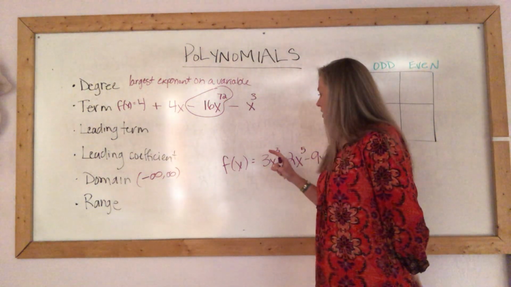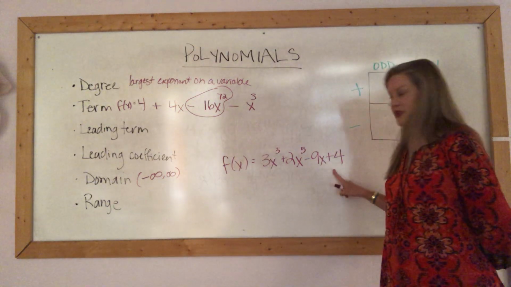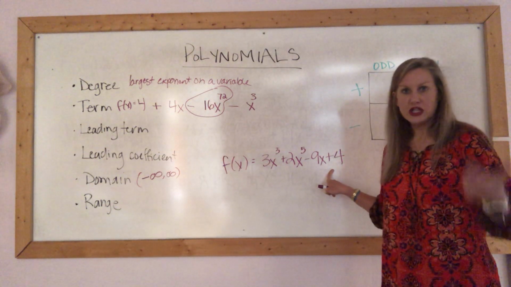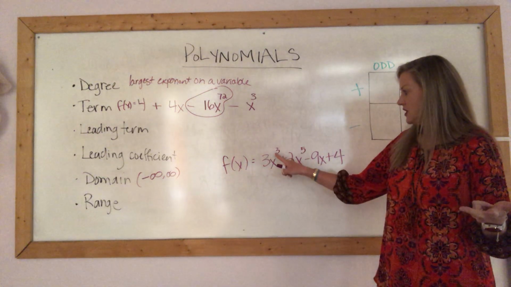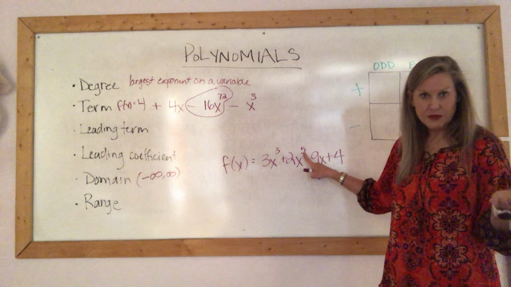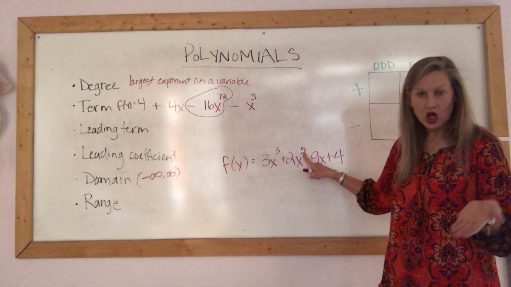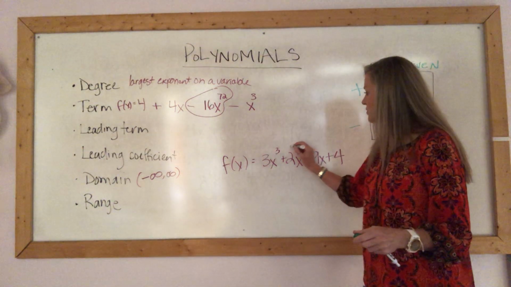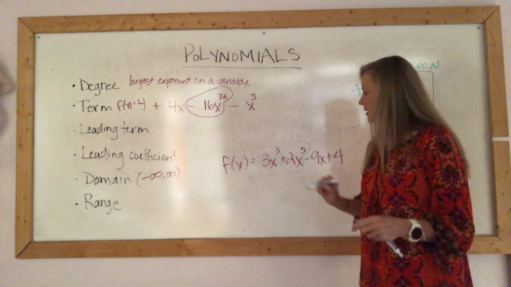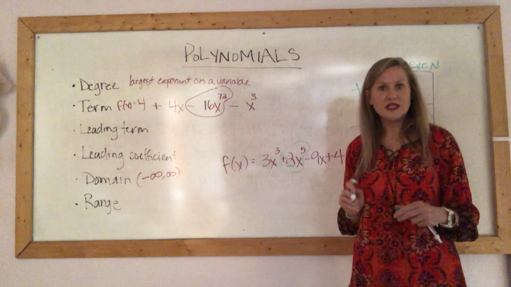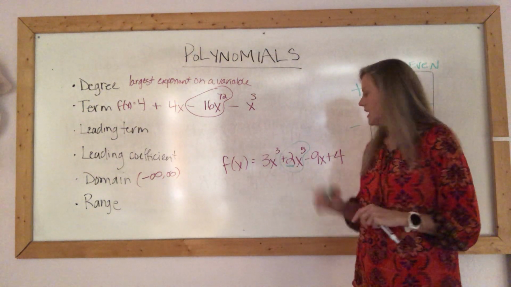So if I give you this polynomial, let's identify the degree, the leading term, the leading coefficient. The degree is 5. That's the biggest exponent on a variable. So that means the leading term is 2x to the 5th, and the leading coefficient is positive 2.